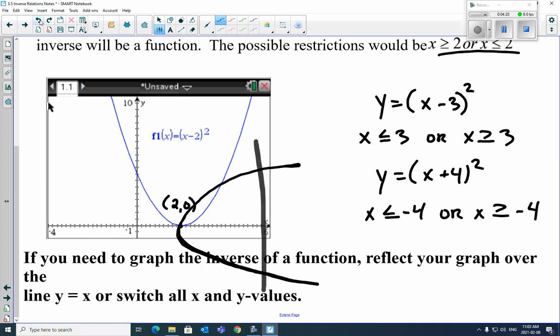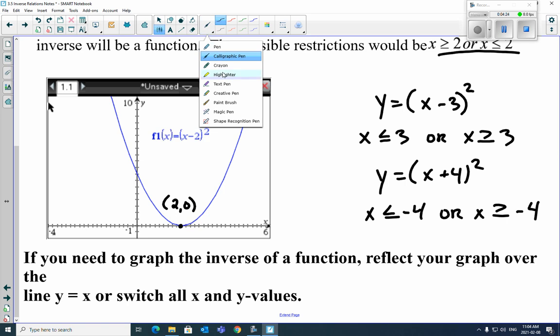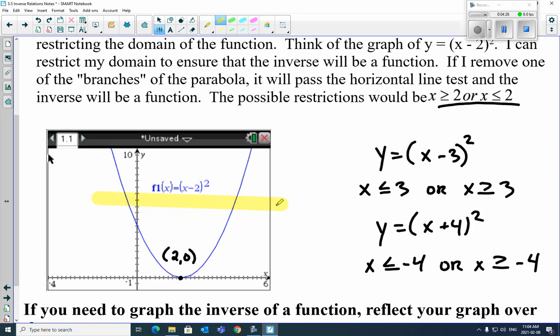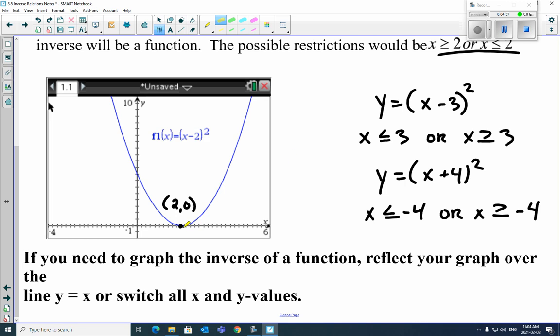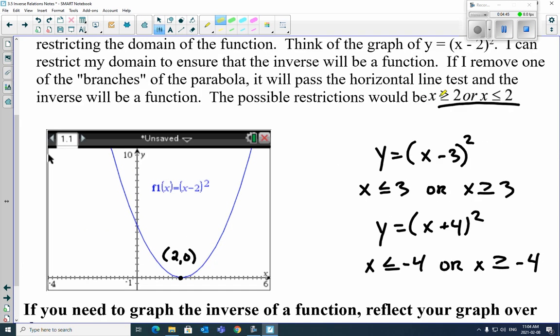So when we're talking about inverse, you can use something called the horizontal line test on the original. If we did a horizontal line here and it crosses 2 points, when we do the inverse of it, it's not going to be a function, unless you put restrictions on it. So the restrictions in this case: everything 2 or greater, or everything 2 or less. So here are our restrictions: x is greater than or equal to 2, or x is less than or equal to 2. If you put a restriction on it, then it will be a function.